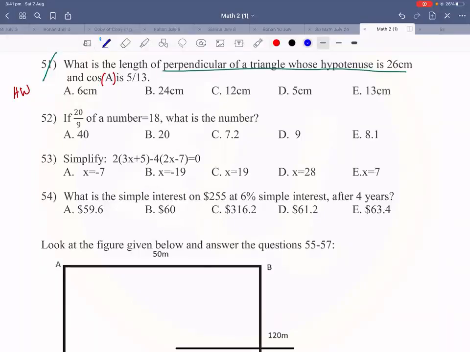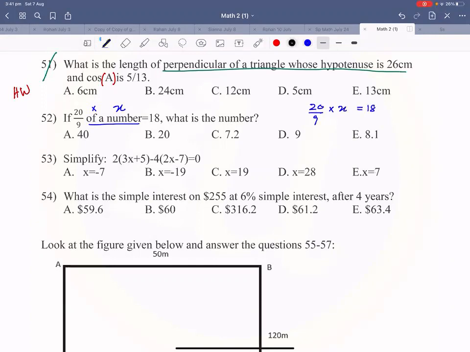Okay, so 52. If 20 divided by 9 of a number, this number we don't know, right? Of a number. So "of" means multiplication. Take the number we don't know as x, equal to 18. What is the number? So it's very easy, right? 20 divided by 9 times x is equal to 18.